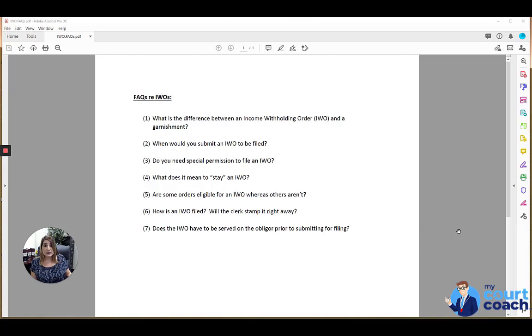If your courthouse is one that will file stamp it right away, then by all means, it never hurts to ask the court clerk when you're going to file or drop off the income withholding order.